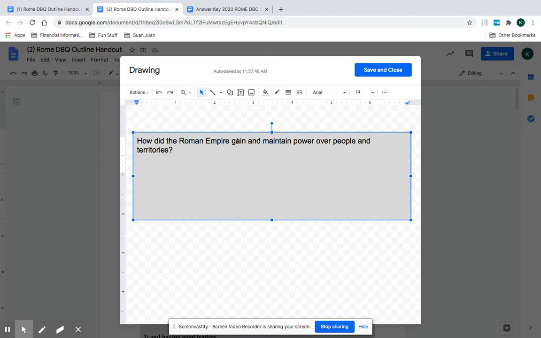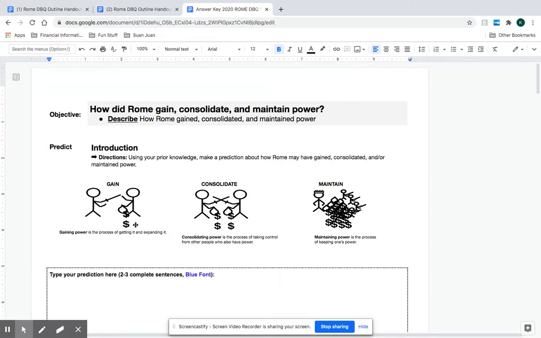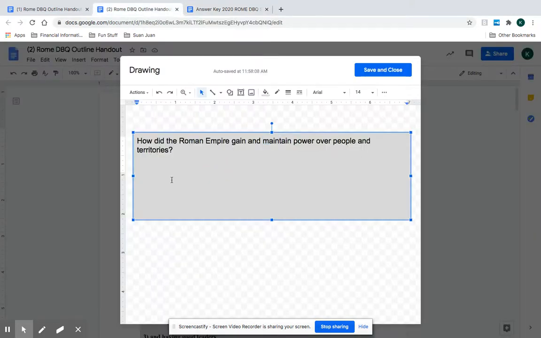Remember that we have these words called gain and maintain. And if we look at the DBQ packet, we can see that gain is getting it. How are they getting their power? And maintaining is keeping it. How are they going to keep their power and make sure that nobody else steals it? So maybe I'll start with that. How did the Roman Empire get and keep power over people and territories?